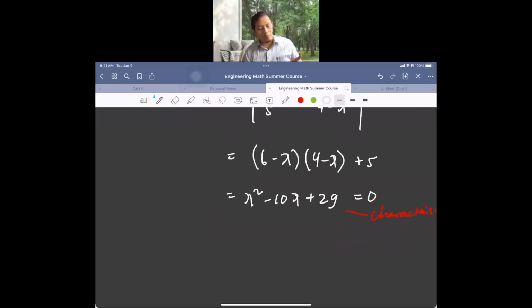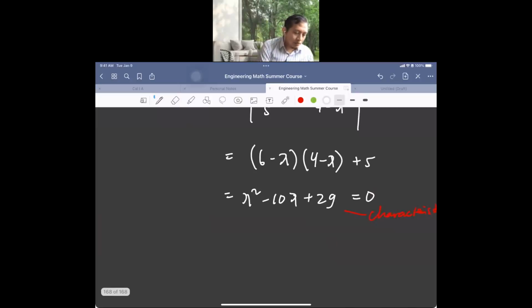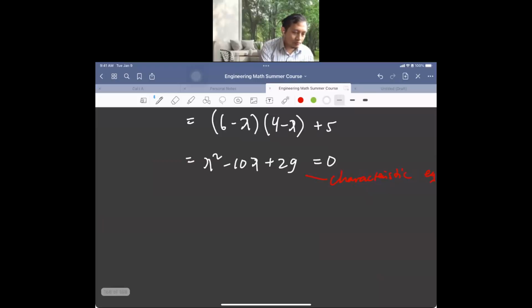Okay, now we know that this will result in complex roots. So we need to solve this by finding the roots. We can complete the square, or you can always use the ABC formula, the quadratic formula. But let me write this as lambda squared minus 10 lambda plus 25, right? Plus 4. This is lambda minus 5 squared plus 4, right?